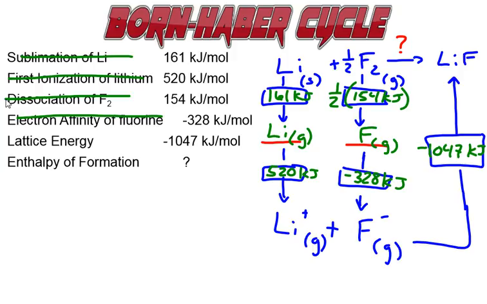So how do I get enthalpy of formation? Each column plus my lattice energy. That's how you would do it. So let's do it. So I have 161 plus 520. I have 681 here. I have half of 154 plus negative 328. And then I have to add the lattice energy in there.